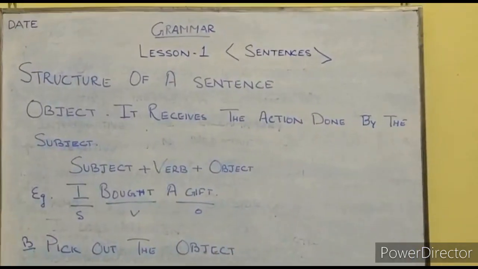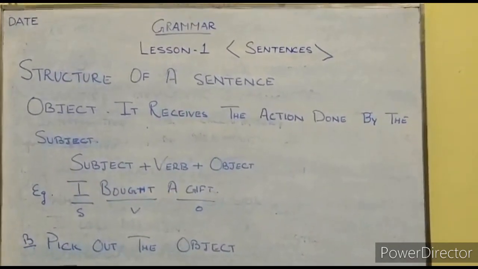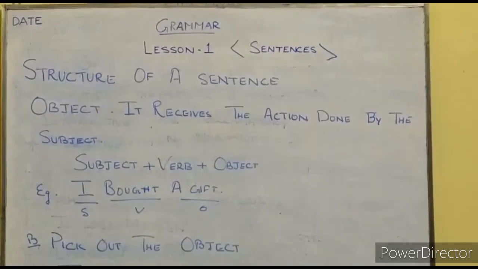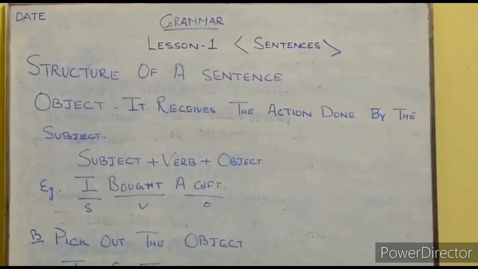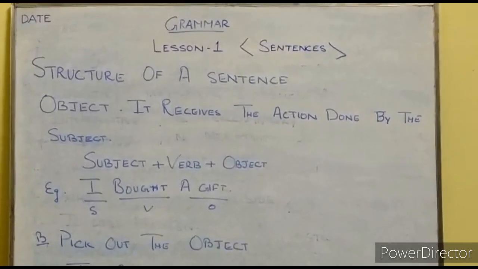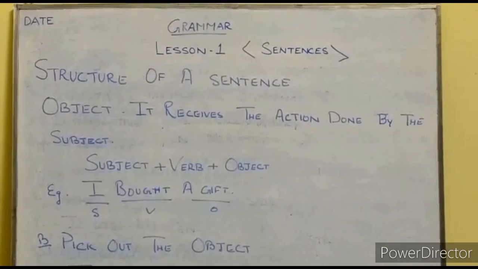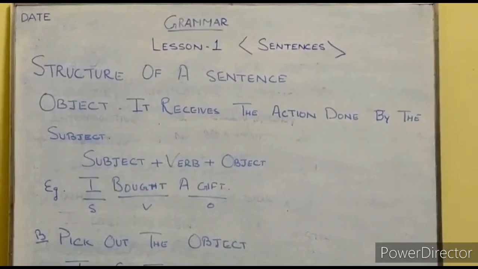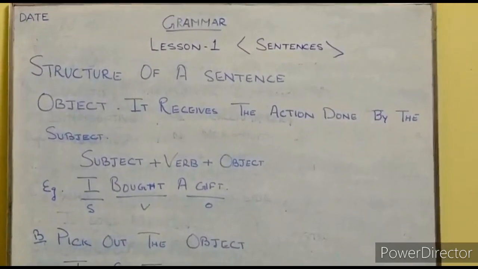Now the next topic which you will write in your copy is structure of a sentence. So the next topic from a fresh page, structure of a sentence. Object. It receives the action done by the subject. You will write the definition of object. It receives the action done by the subject. Then you will write subject plus verb plus object.